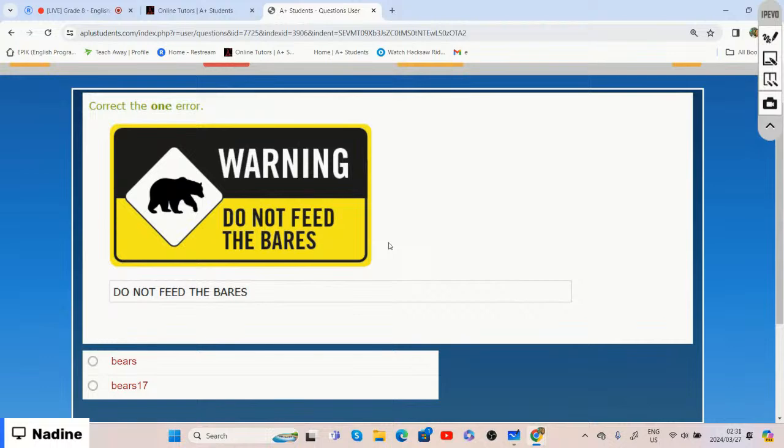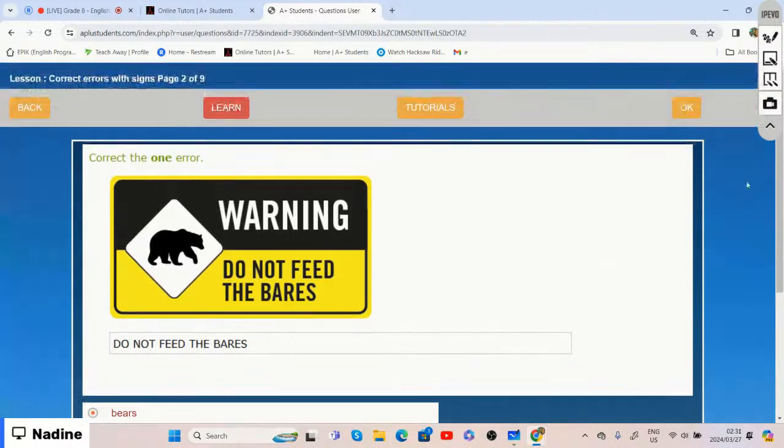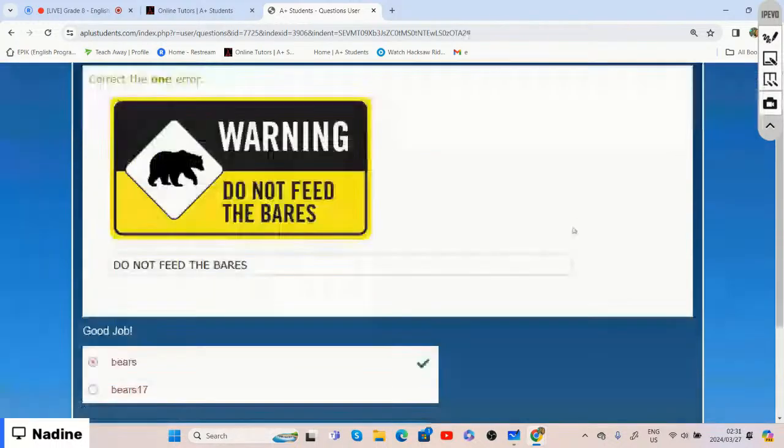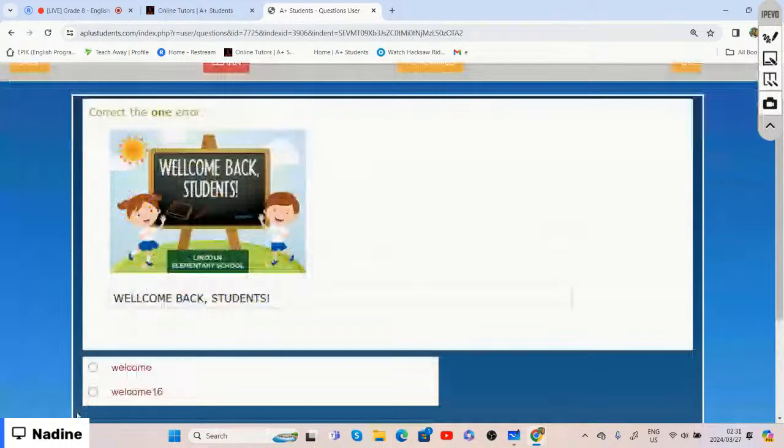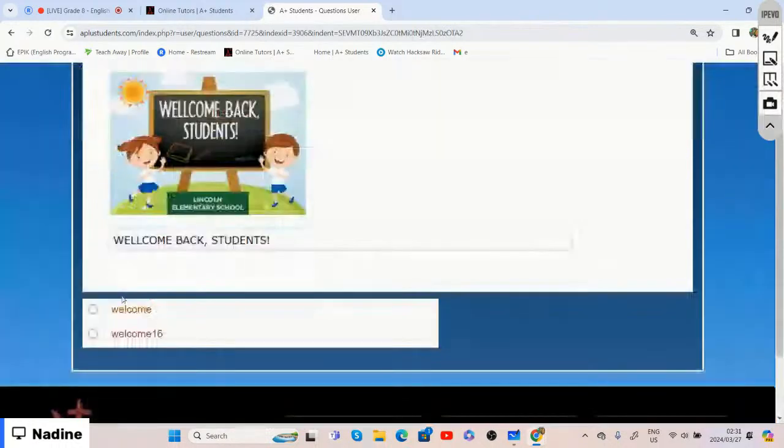All right, and if we select and correct the error, then we're going to correct bears, which is B-E-A-R-S. That is bears. This bare, which is B-A-R-E, without the S, is like saying, please bear with me, right? And bears, the first option, is correct. Once again, we have this poster, which is welcome back, students, right? We need to correct that one error. Is it the first one, which is welcome, or the second one, which is welcome?